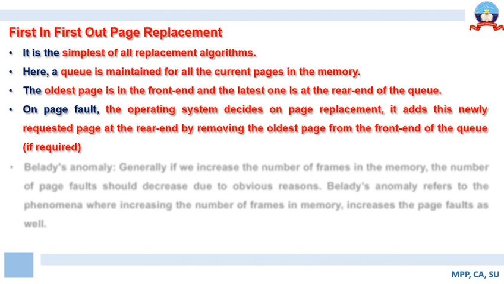Now whenever a page fault happens in case of the first in, first out page replacement algorithm, the operating system decides on page replacement, that is, to bring the page that is requested from the secondary storage to the main memory. So on page fault, the operating system decides on page replacement.